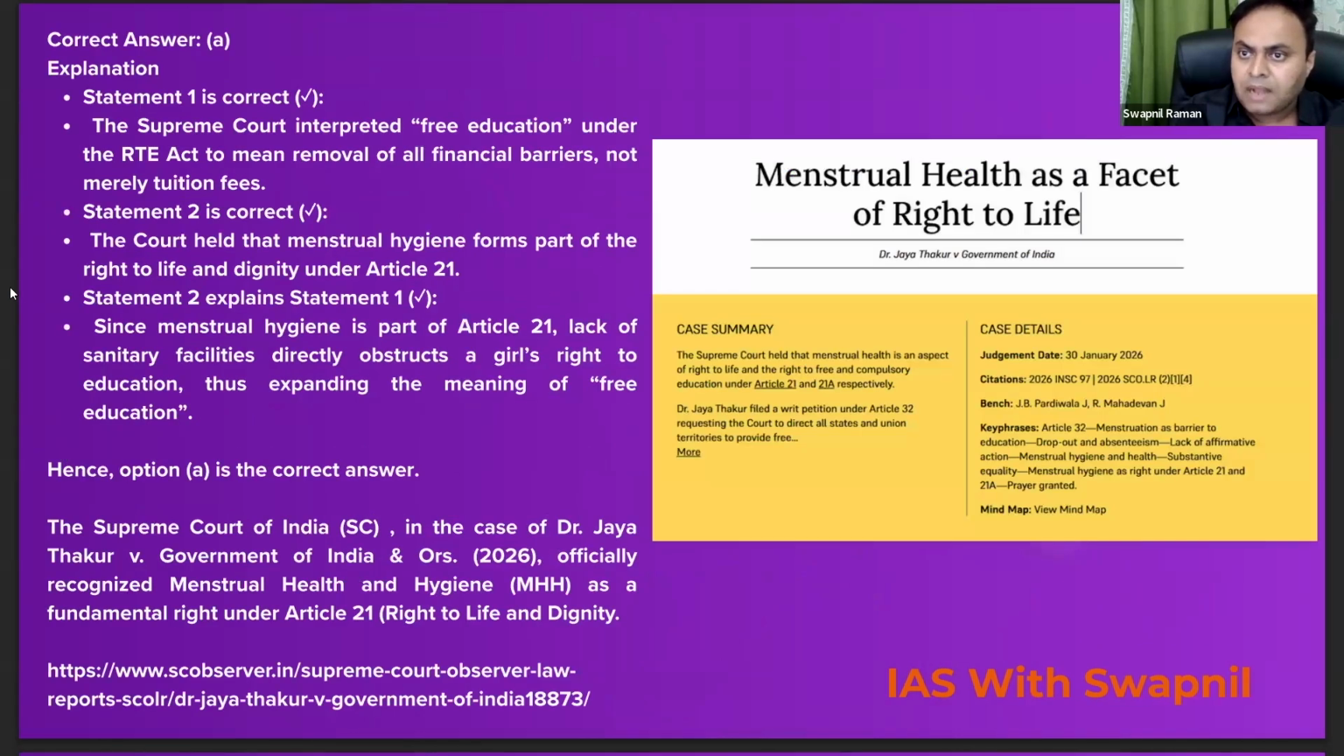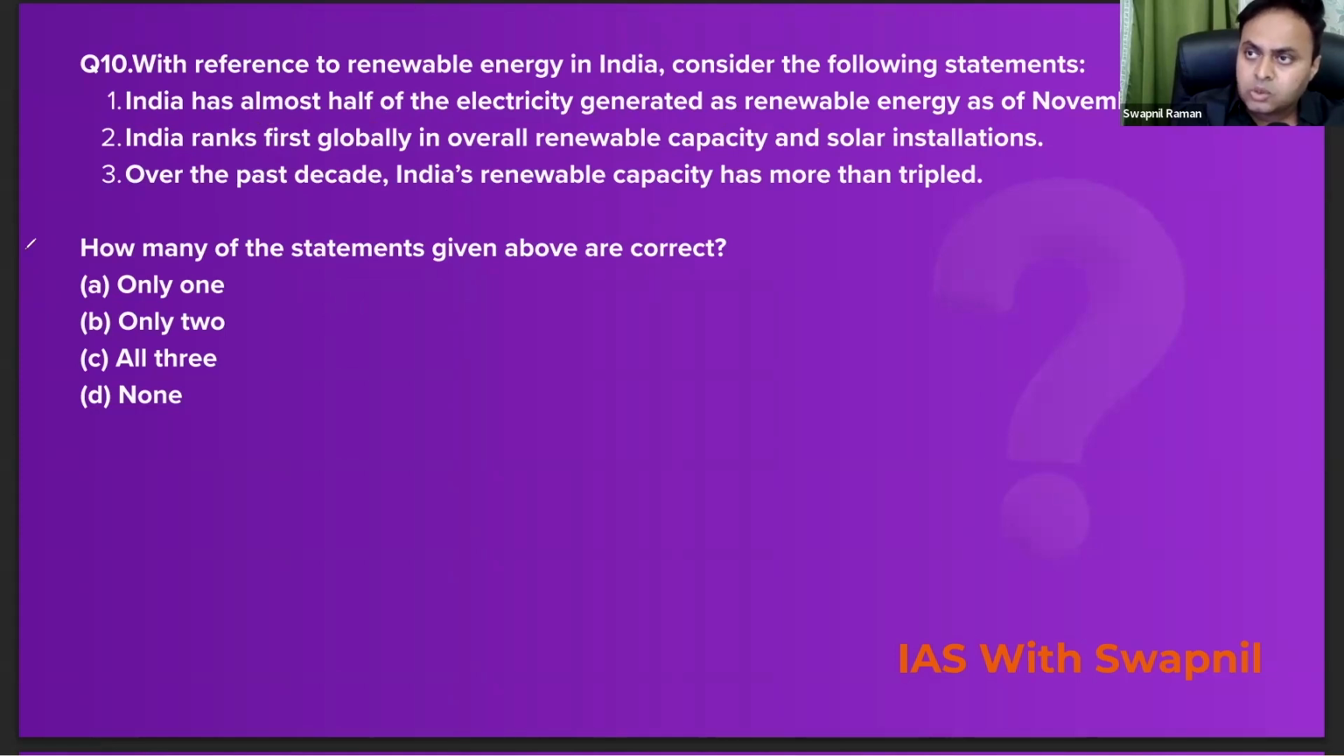Look at the explanation part. Recently, the Supreme Court in Dr. Jaya Thakur versus Government of India ruled that menstrual health is a facet of the right to life and personal liberty, meaning Article 21 and Article 21A respectively. Remember this. The Supreme Court recently held this in the Dr. Jaya Thakur case, right? So look at question number 10, friends. This is going to be the last question of today's session.